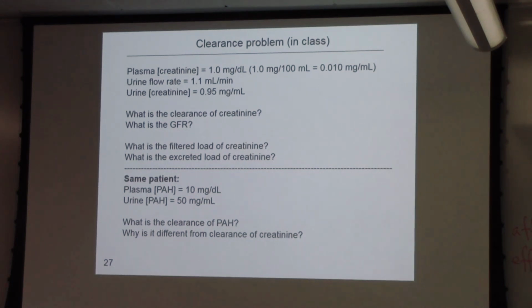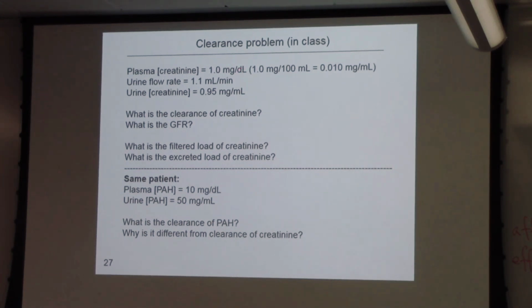So here we have a case. Plasma creatinine is 1 milligram per deciliter. Okay, here's another one of those volume terms. A deciliter is 100 mils, 1/10 of a liter. So don't let deciliters screw you up in the calculation. You have to change this.